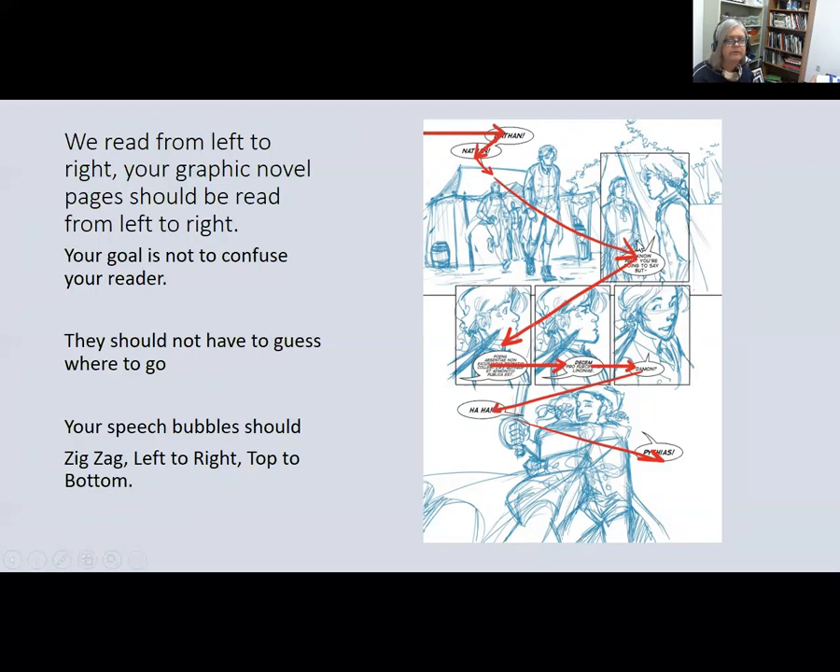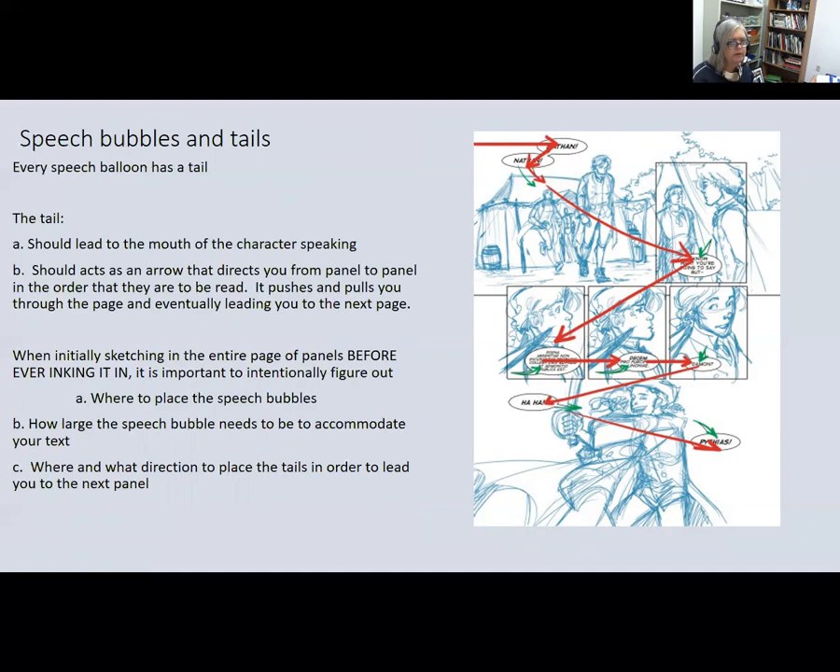So speech bubbles have tails. Just a little circle, and then it's the tail. And the tail should lead to the mouth of whoever's speaking. And it should act as an arrow that tells you what direction you're supposed to read. I know it's kind of hard to see this because it's obliterated by the red arrow that's drawn on it, but the speech bubble where it's saying Nathan, God, I wish that thing would quit showing up.